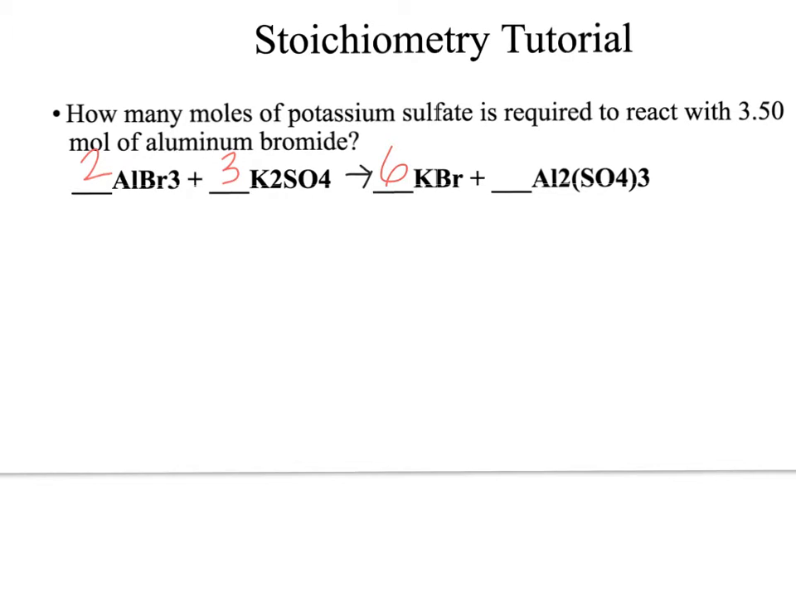The biggest hurdle sometimes is actually starting the problem, or discerning from the problem what it's asking us for. So let's spend a few minutes looking at that and see what we need to do. Let's read the problem: how many moles of potassium sulfate is required to react with 3.5 moles of aluminum bromide? So I am given the 3.5 moles of aluminum bromide. Something that might help you as you're going through these problems is to list it right underneath the balanced equation so we know what we're dealing with. We've been given 3.5 moles of aluminum bromide.